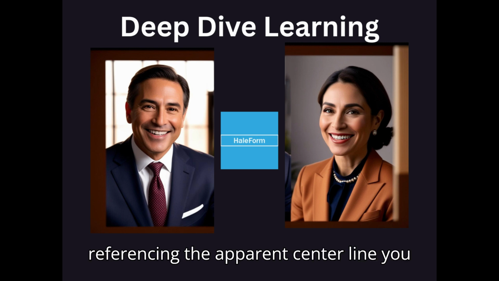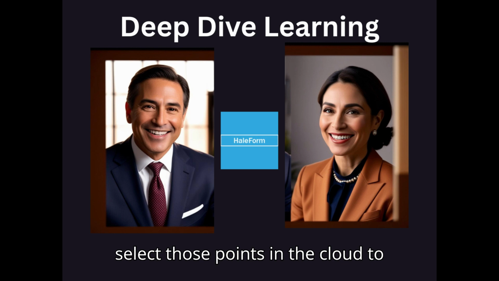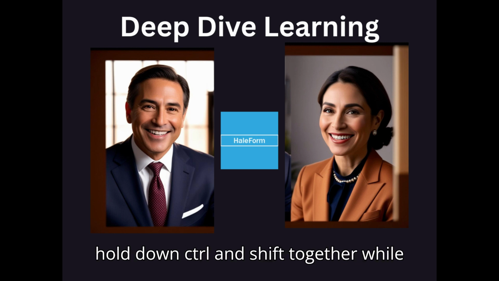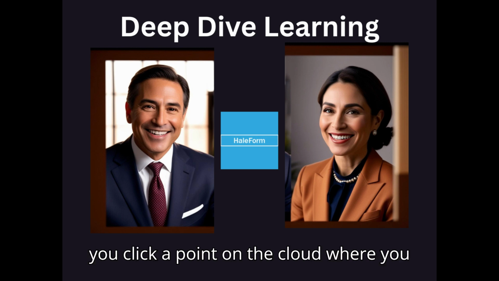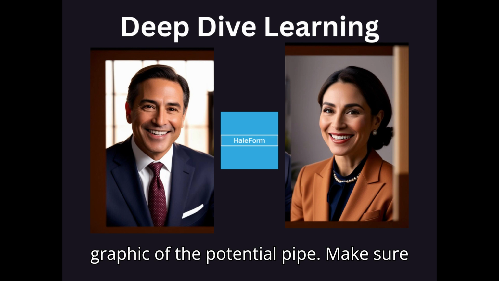You're usually referencing the apparent center line you see in the cloud. So how do I actually select those points in the cloud to define the pipe? You use Route Pipe, then hold down CTRL and Shift together while you click a point on the cloud where you want the pipe to go. It shows a temporary graphic of the potential pipe.